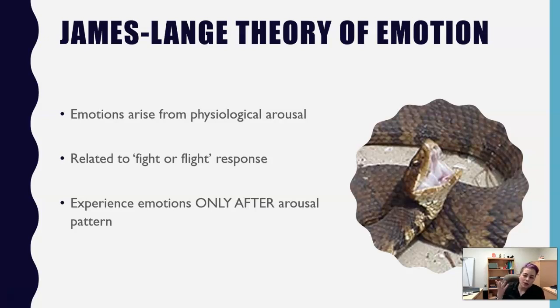So the James-Lange theory states that emotions arise from physiological arousal, that we don't label them until we feel those physiological cues, and that's related to that fight or flight response in the autonomic nervous system, right? We experience emotions only after the arousal pattern, so our physiological cues kind of clue us in to how we're feeling according to James and Lange, which is interesting.